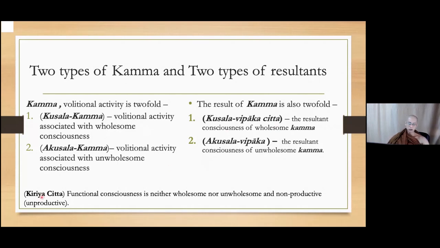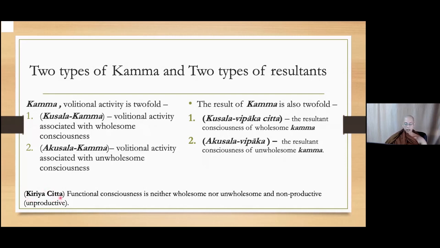Another category of chitta also exists. The next slide will be clearer, but let me just introduce kiriya chitta. That is functional consciousness. This is not included in the wholesome or unwholesome types, and it is also non-productive, unproductive; it cannot produce anything. So these types of kiriya chitta are outside these two classifications of karma and result, not related to karma and also not related to vipaka. We have to understand this is also another classification of consciousness.